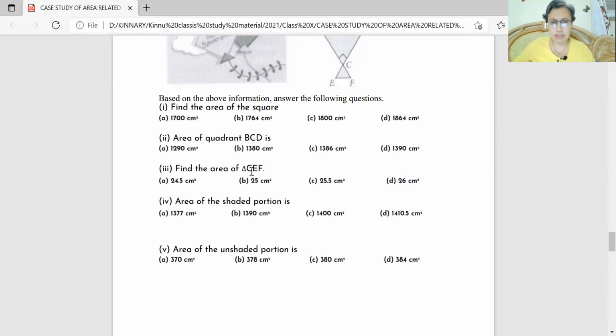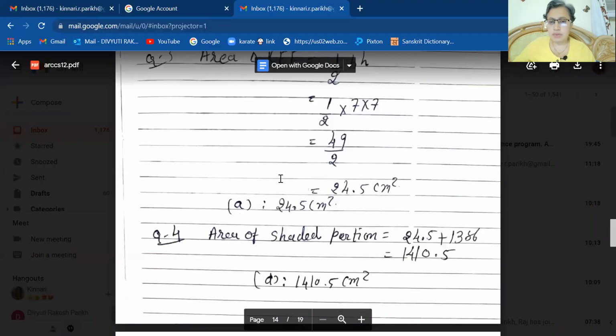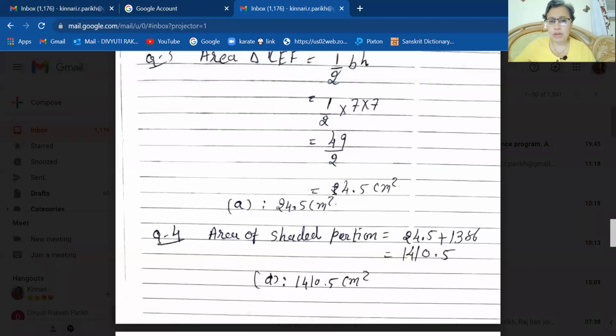Find the area of triangle CEF. Now as it is a right angle triangle as well as isosceles, the area will be half into base into height. Because it is isosceles, CE and CF will be equal, right? So half into 7 into 7, so 49/2 and the final answer will be 24.5.